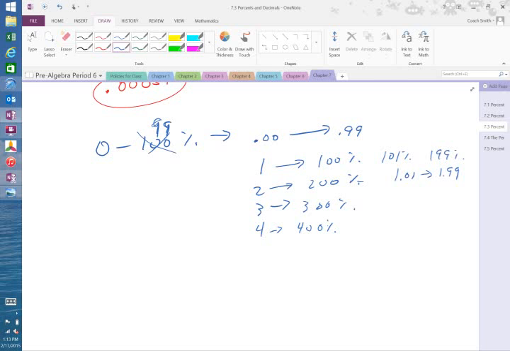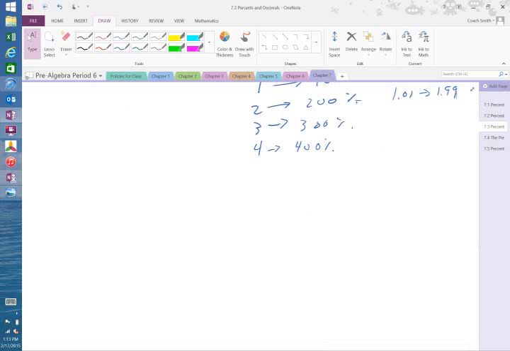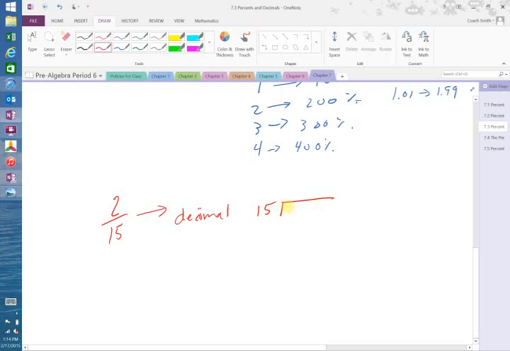What they're going to give you today also is some fractions. For example, they give you the fraction 2 over 15, and they want you to convert 2 over 15 to a percent. But they want you to convert it to a decimal first. So to convert that to a decimal, I have to take 15 and divide it into 2. Well, 15 doesn't go into 2, so I bring up my decimal.